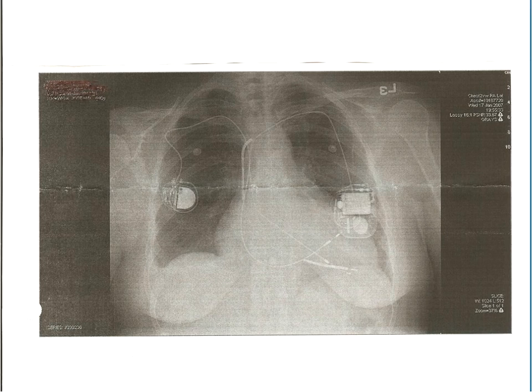Now this is an example of a chest x-ray. Here's a chest x-ray, and the patient has an ICD and a pacemaker, and why in the world they have both, I don't know. Normally they take out the old one and they use the same pocket, but you can see what that looks like.